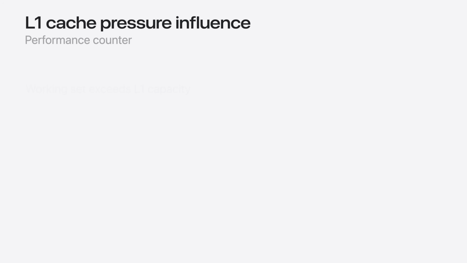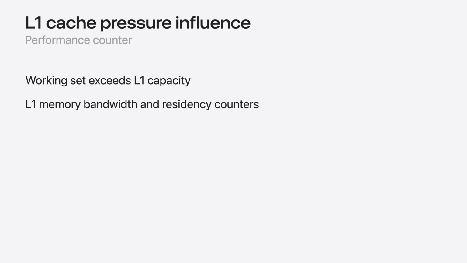For the L1 cache pressure influence counter, non-zero values show that the working set is too large to fit in L1 and is thrashing the cache. If this counter is driving your occupancy low, analyze your workload's L1 memory bandwidth and residency counters.